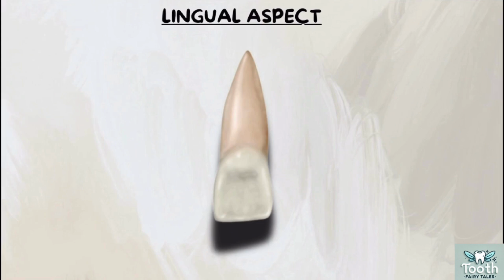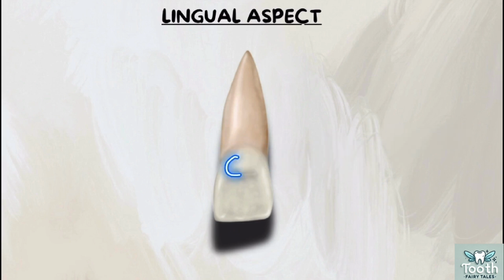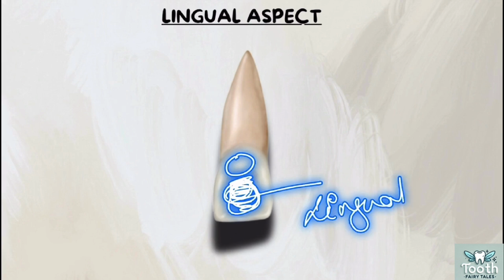Next, let us look into the lingual aspect of the permanent maxillary central incisor. From the lingual aspect, when the crown is visualized, there are some convexities and concavities on the crown. A convexity is seen just beneath the cervical line. This convexity is known as the cingulum. Just beneath the cingulum, you see a concavity, which is known as the lingual fossa.